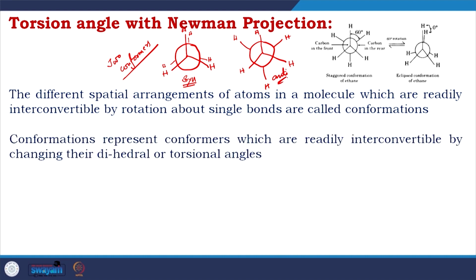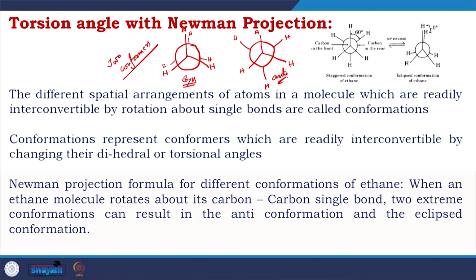Conformations represent conformers which are readily interconvertible by changing their dihedral or torsion angles. This angle, you see, here it is not touched. These angles are called torsion angles. Newman projection, it is also called Fisher-Newman projection. Formula for different conformations of ethane.